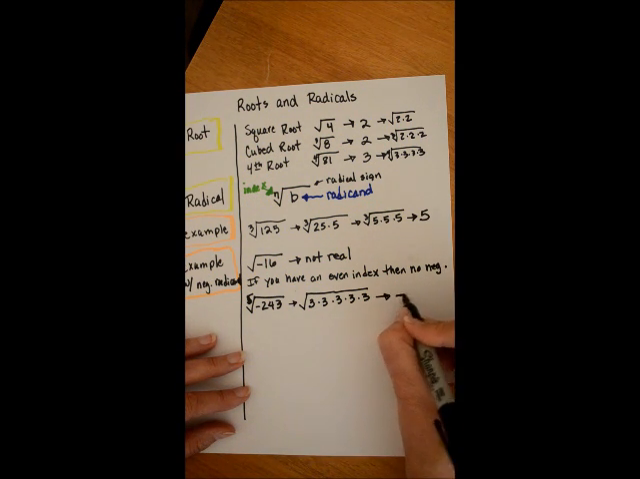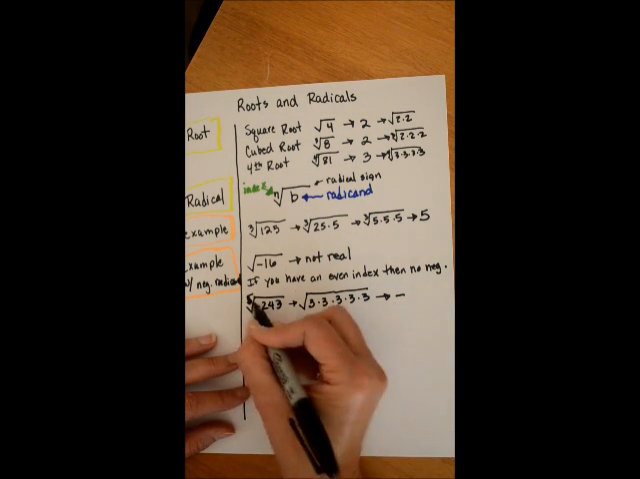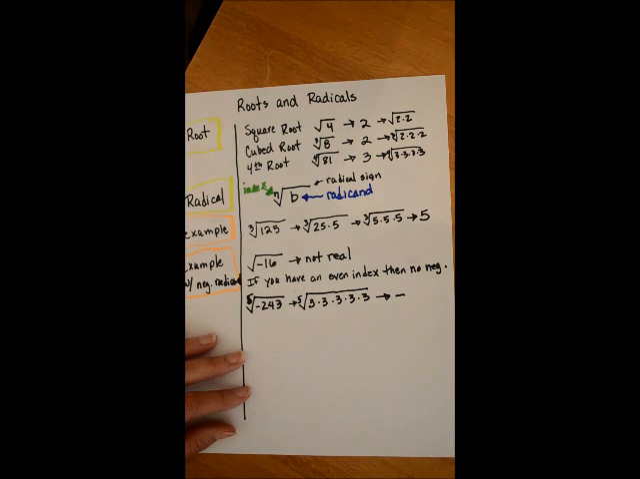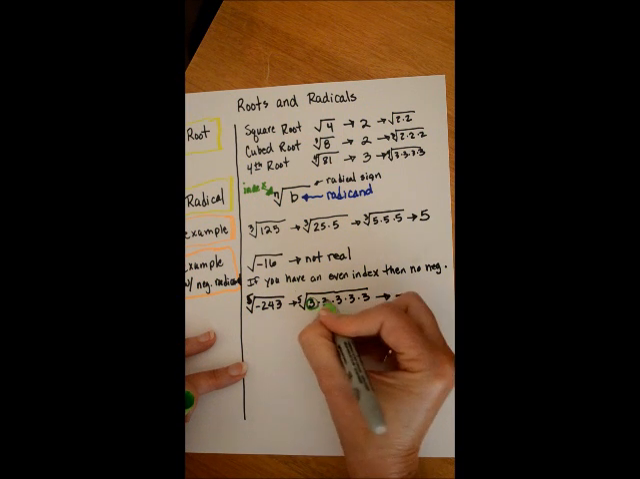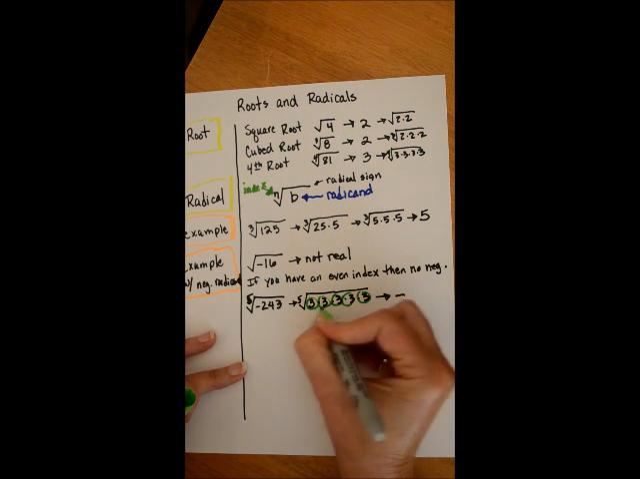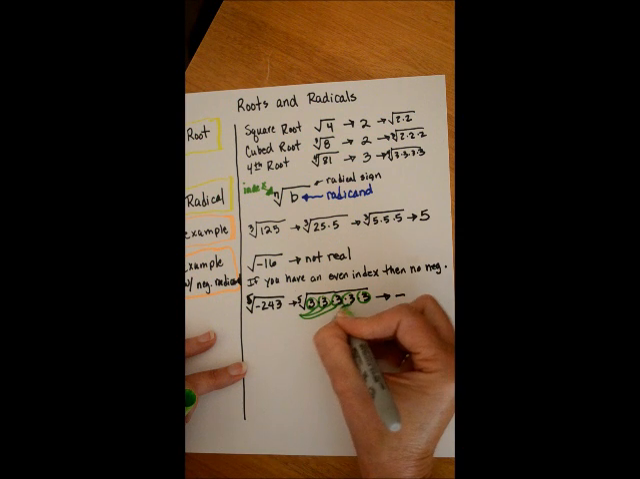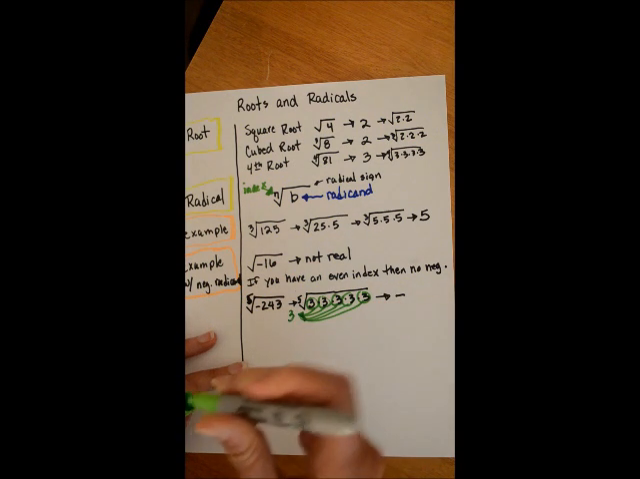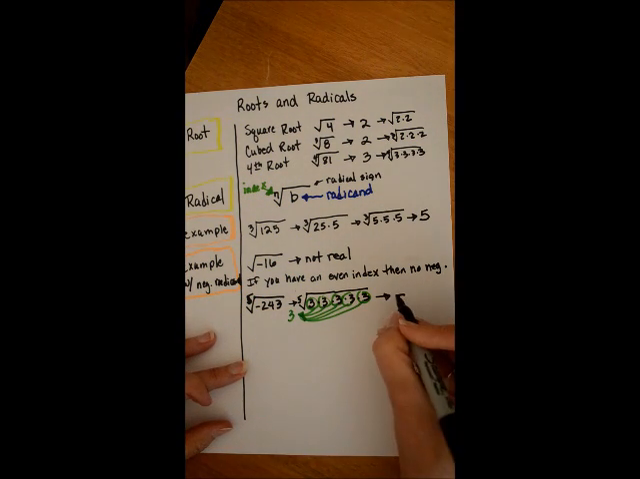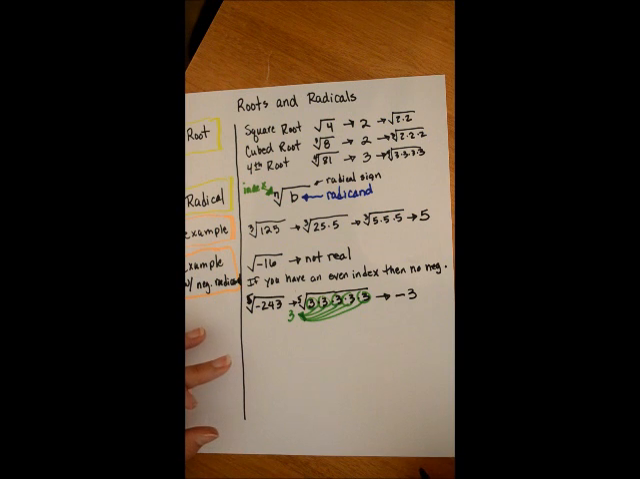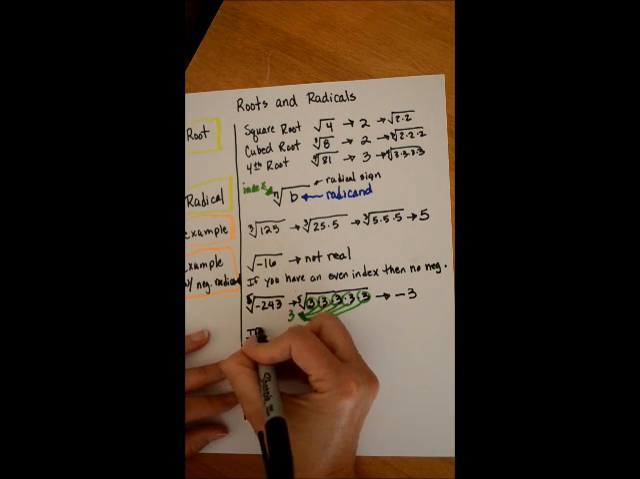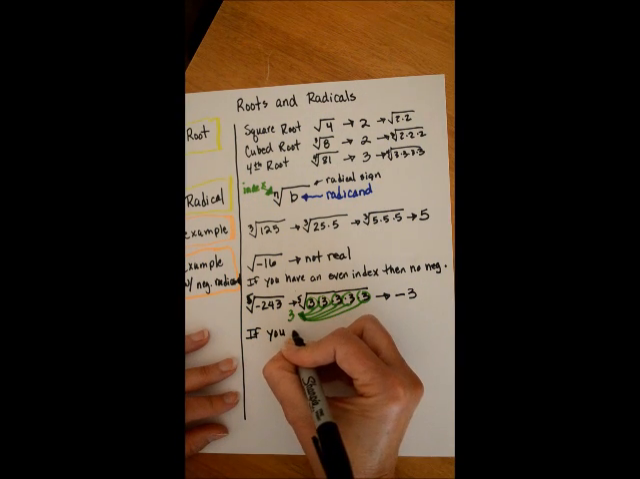I know it's going to be negative. There's 1, 2, 3, 4, 5. I was looking for 5. I can take all of those and put them together in a nice little package. And when they come out, what they give me outside that radical sign is a 3. So my answer then is going to be negative 3, and that's okay. So if you have an odd index, it's okay to have a negative radicand.